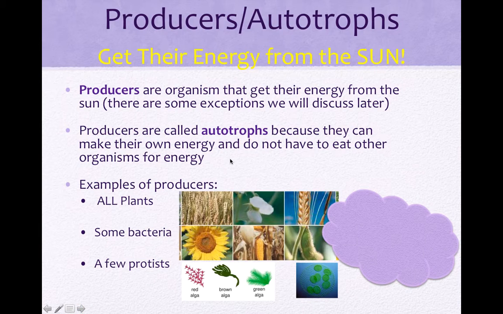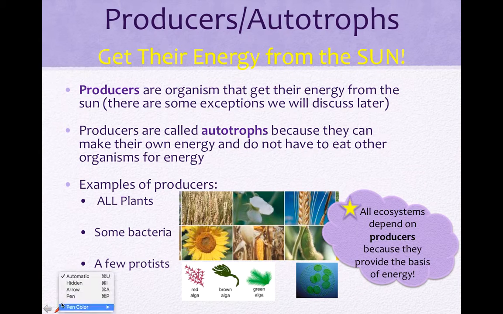Producers. On your notes here on the left in that table, you're going to write down that these producers are also called autotrophs. And why are they called autotrophs? Well, auto means automatic, or does it by itself. Troph is like a pig trough, so it means eating. And so they self-feed or self-eat because they can make their own energy. They do not have to eat other organisms for energy, so they're not consumers. They produce their own energy.